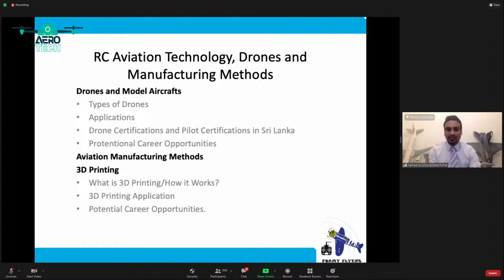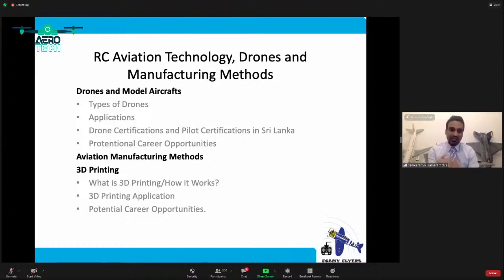But it's going to be very interesting for you guys who are interested in this subject, and potential career opportunities, because of course, now we are having this COVID situation. Now everybody is in a dilemma about their job and the career that they might have to change. So we'll talk about what we can do with drones to make an income as well.